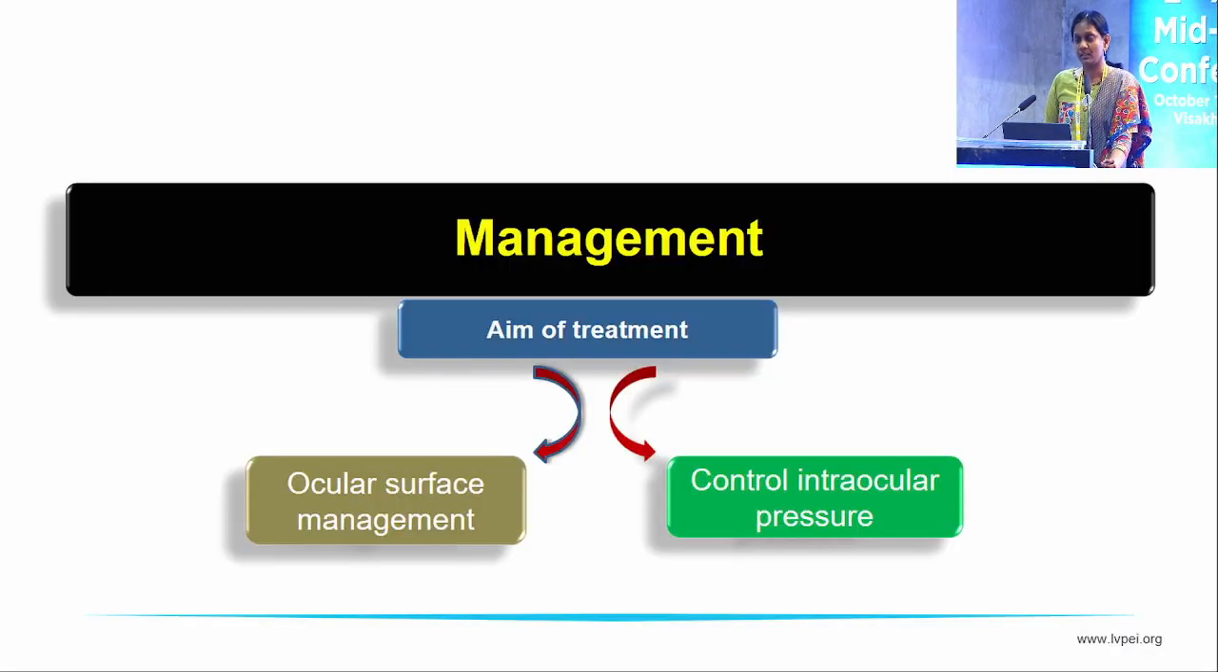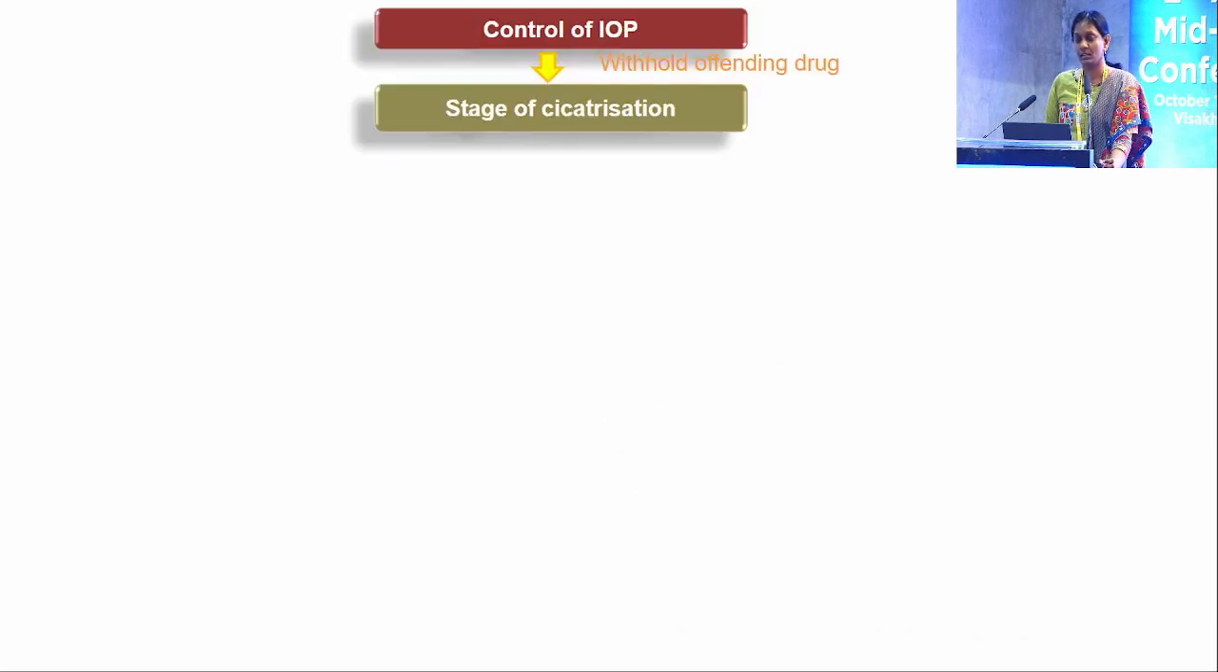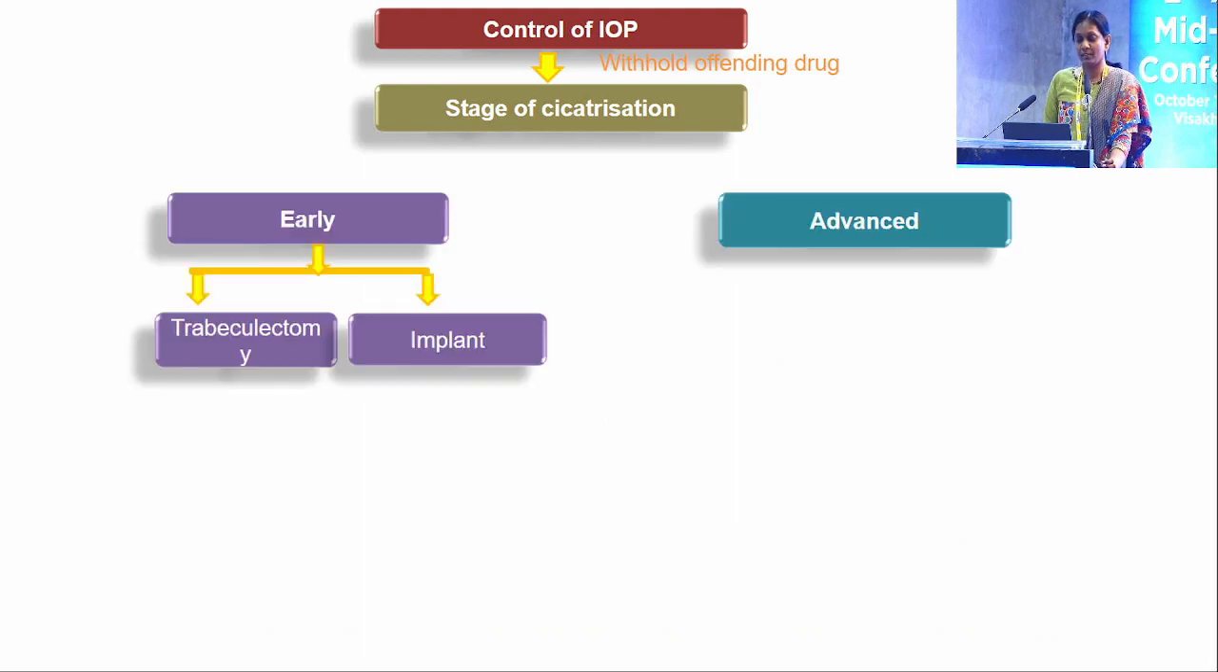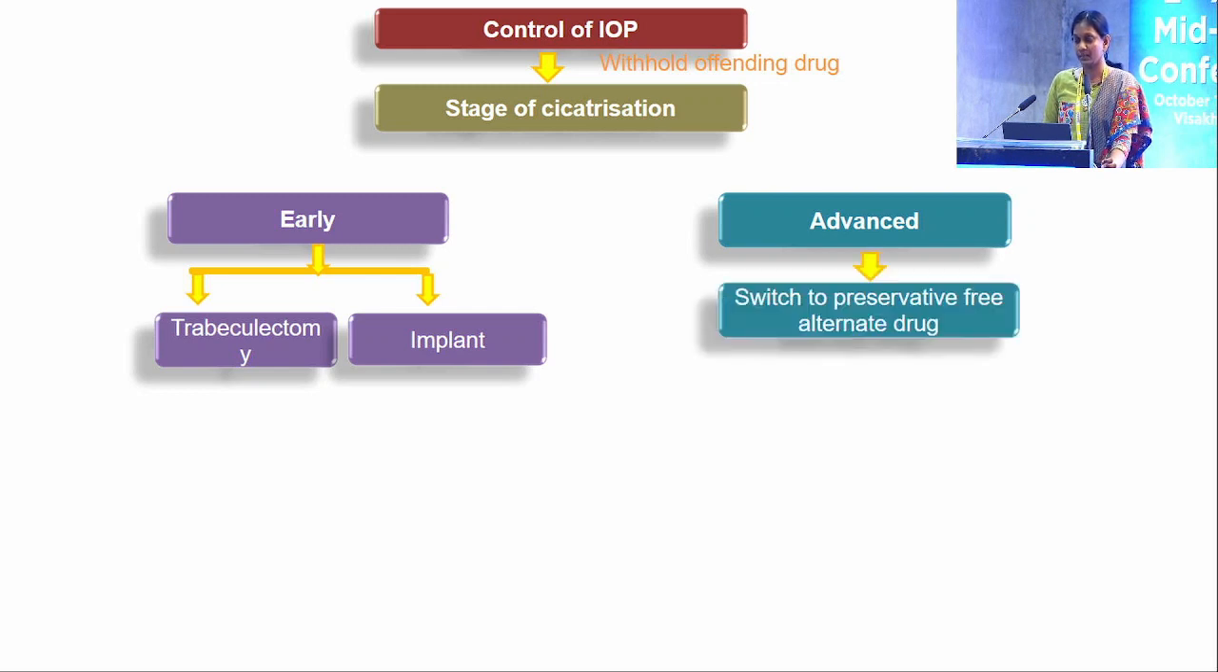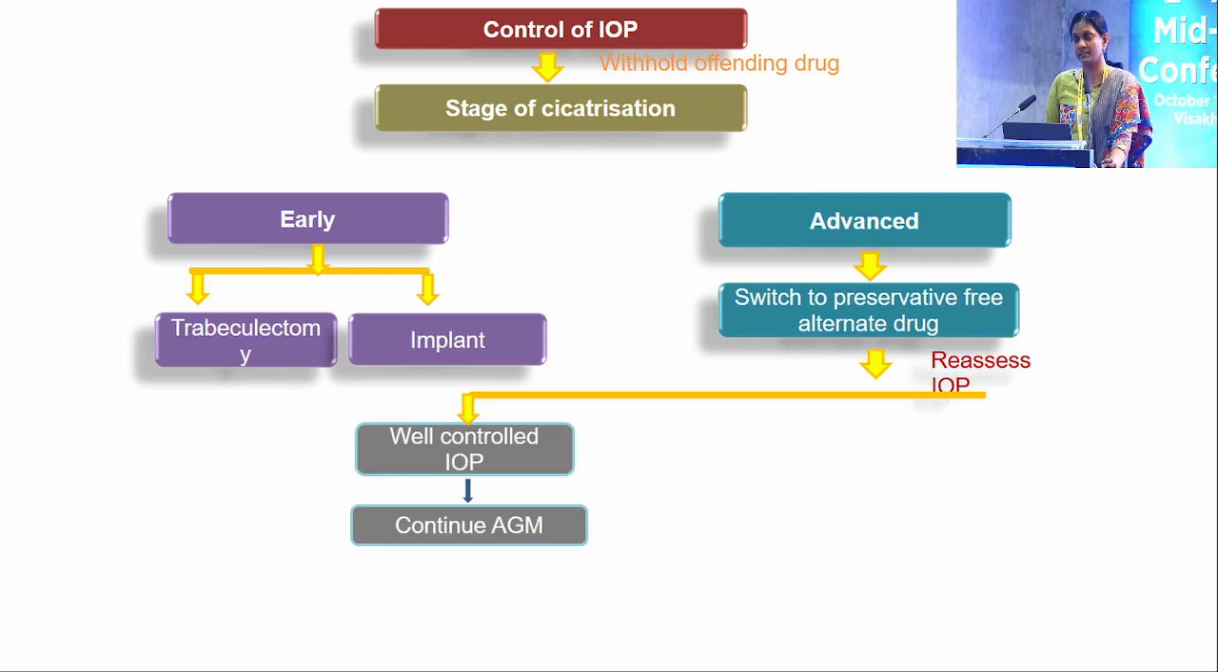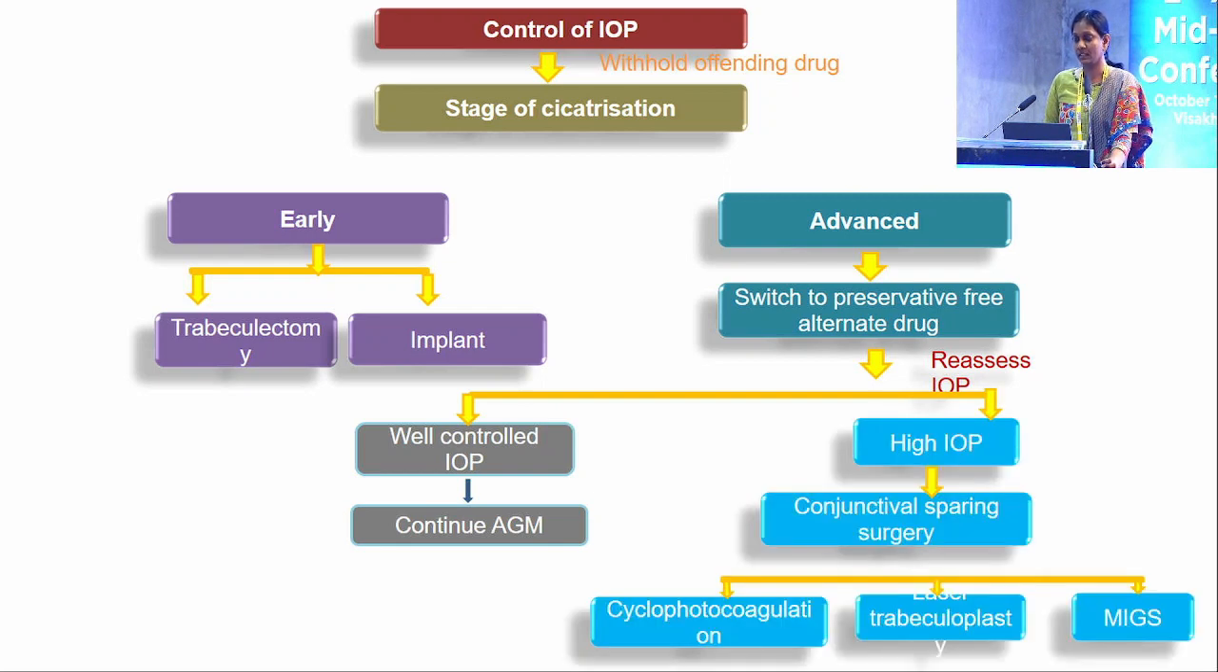Coming to the management, the aim of treatment is not only to treat the ocular surface but also to control intraocular pressure. To control intraocular pressure, when it is in the early state of cicatrization, we can either do trabeculectomy or implant when the conjunctiva is healthy. But in advanced cases, we need to switch to preservative-free alternative drugs and reassess intraocular pressure. If the intraocular pressure is well controlled, we can continue anti-glaucoma medications, but if the pressure is not under control even with preservative-free medications, we need to go for conjunctival sparing surgeries like cyclophotocoagulation, laser trabeculoplasty or MIGS.